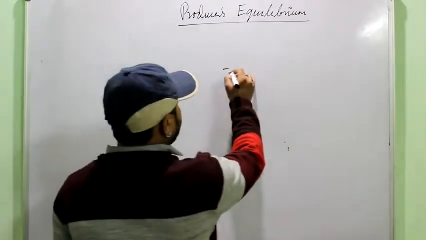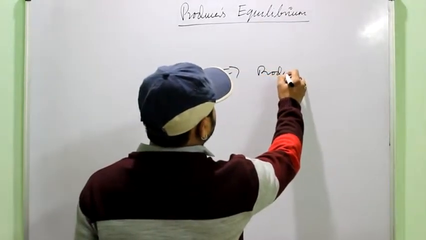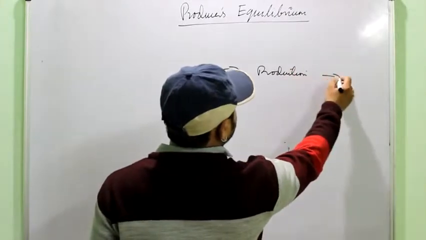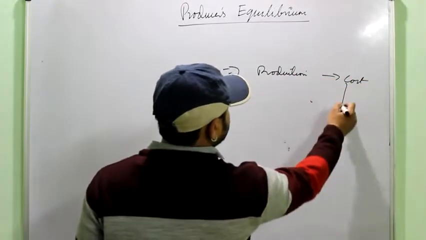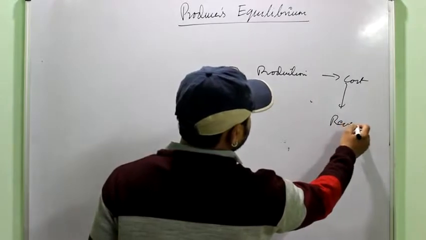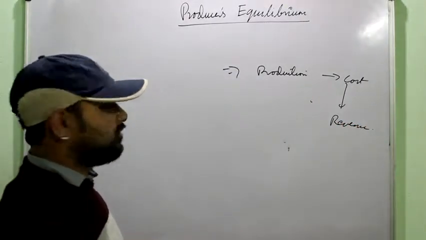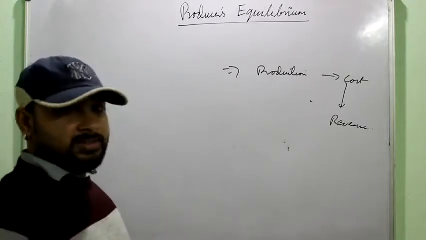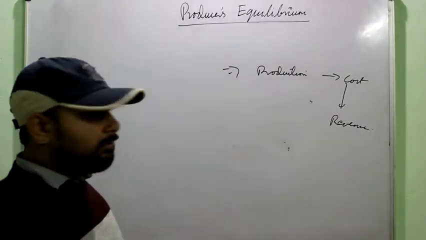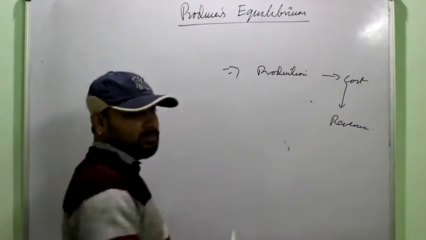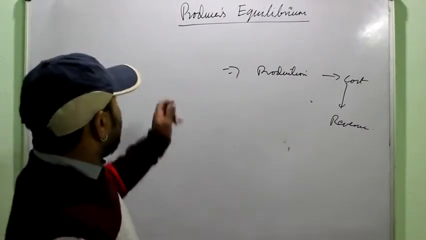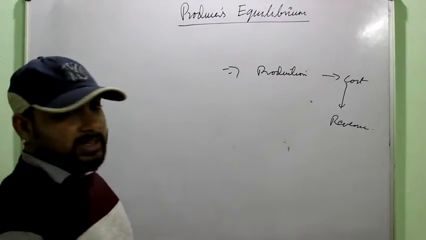See, we have already studied about production, then we studied about cost, then we studied about revenue. Right? You have to keep all these things in mind. Production is the total output which a producer is producing. The cost is the total amount of payments made to the factor of production, and revenue is what he is earning. Now we have to understand how the producer can be in equilibrium.